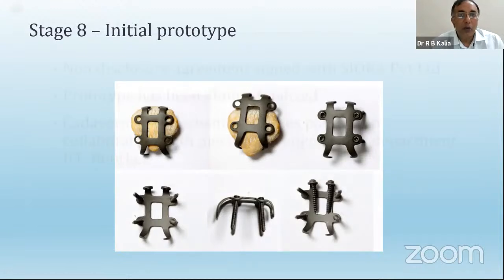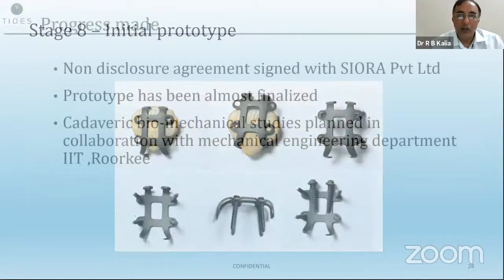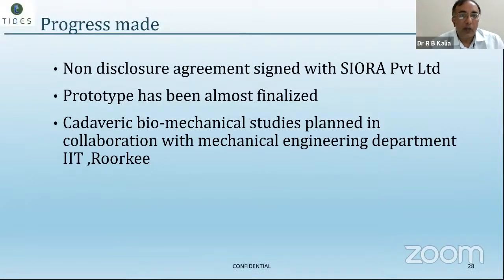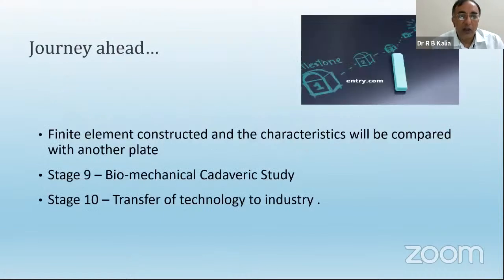So the progress that has been made till now is that we have signed a non-disclosure agreement with Sahara Private Limited. The prototype has almost been finalized, and we are planning to do a cadaveric biomechanical study in collaboration with IIT Roorkee. The journey ahead is pretty long because we still need to compare it with another plate, and finally we need to transfer the technology to industry.